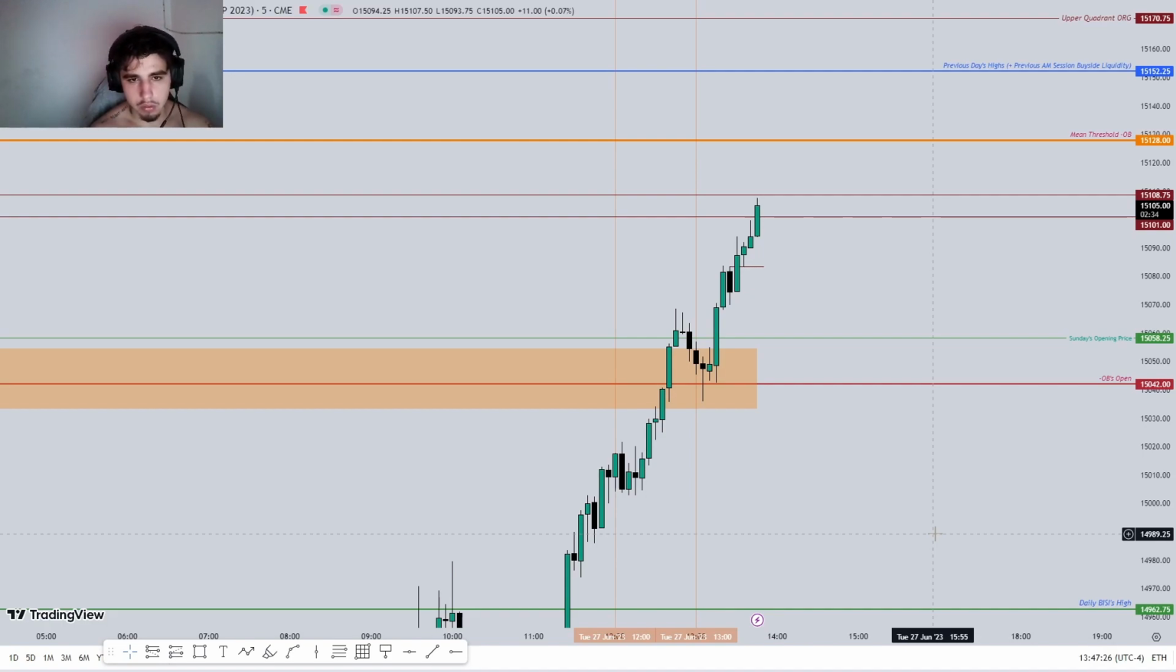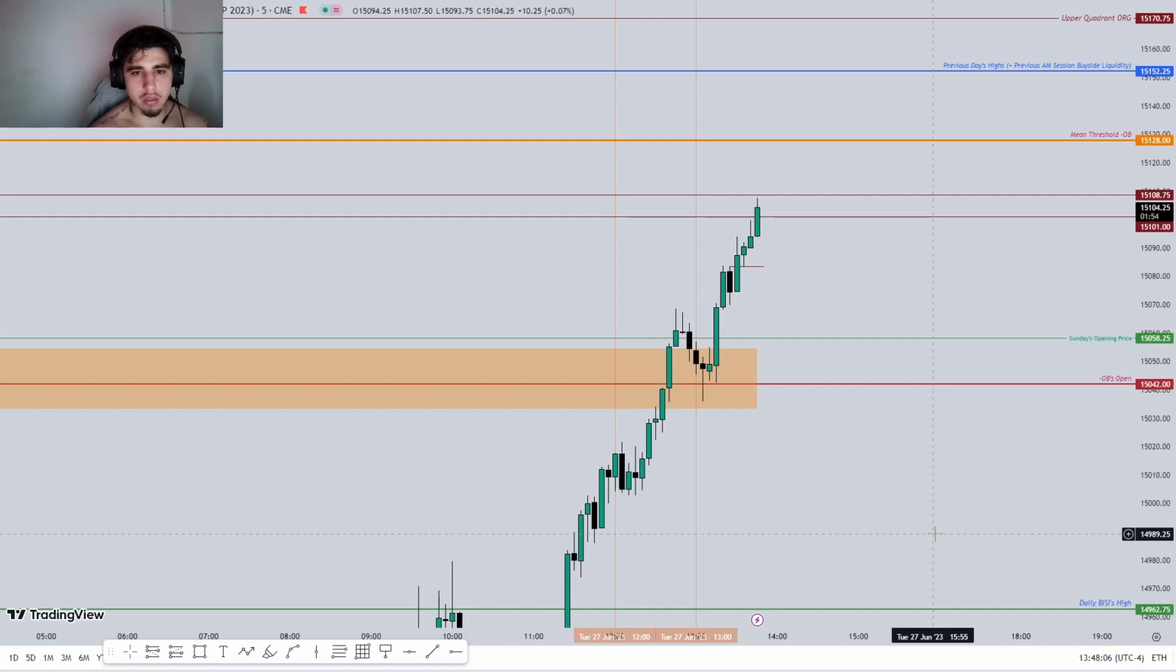So as I told you, I would prefer for this to close above that 15108.75, and perhaps return back into that level and use it as support. But let's see how we treat this fair value gap, because that's very important.